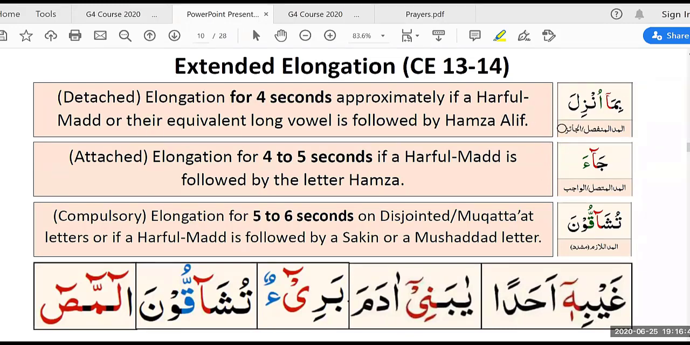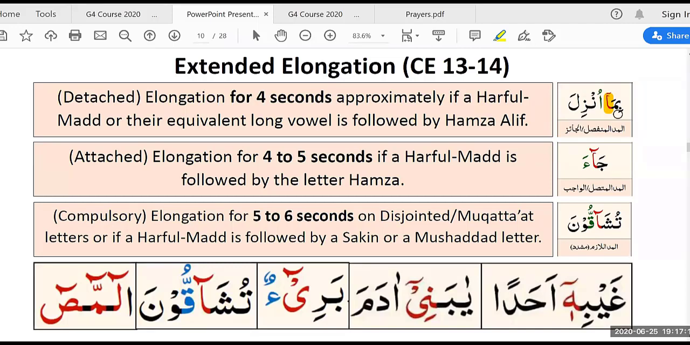So firstly, the medium long stretch is also known as al-maddul munfasil, and it is called detached elongation because it concerns two letters. The first letter ends with a harful mad or their equivalent long vowel. We know that alif, harful mad, is equivalent to vertical fatha because their sound and the length of elongation is the same, 2 seconds long.